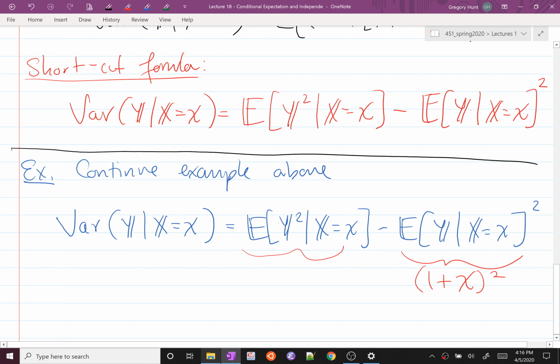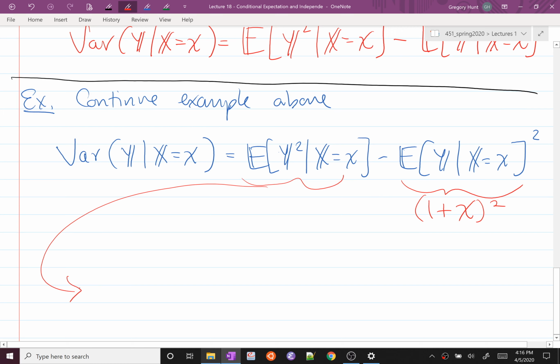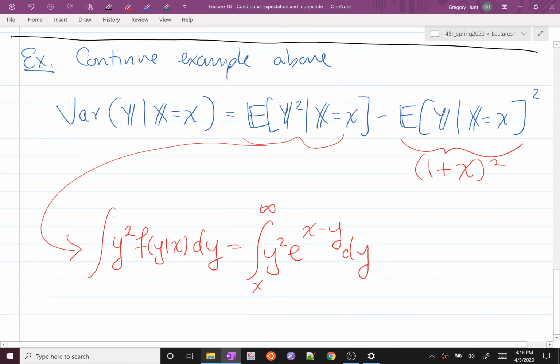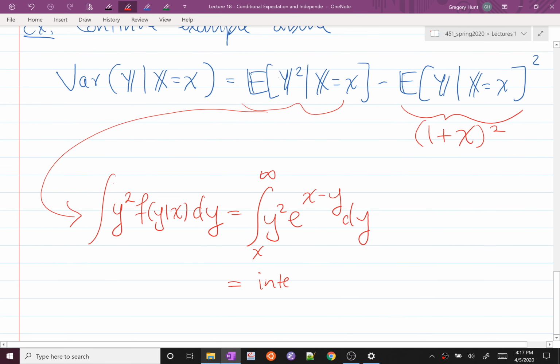And now we just have to calculate the expected value of y squared given x. And so this is, of course, now the integral of y squared times f of y given x, dy. Expanding this out, the limits go from x to infinity, y squared, e to the x minus y dy. And again, I'll say integration by parts. I'll leave this as an exercise to you. We're going to get x squared plus 2x plus 2.